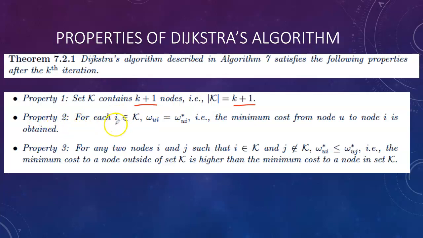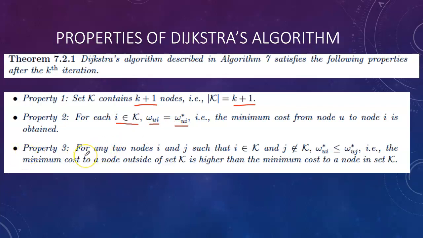For each I that is included in kappa, the cost Wi set by the algorithm for this node is equal to the optimal cost. That is, the minimum cost from node U to node I. Once node I is included in the set kappa, its cost is the final minimum cost.